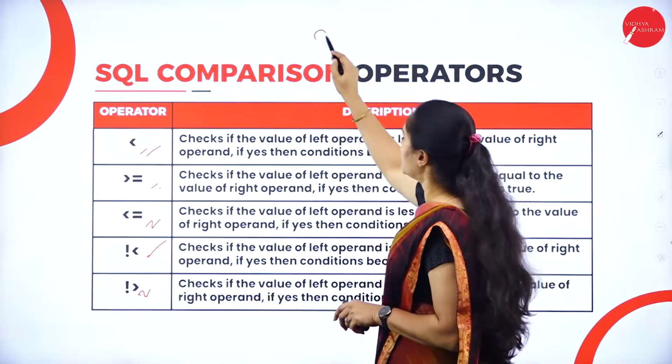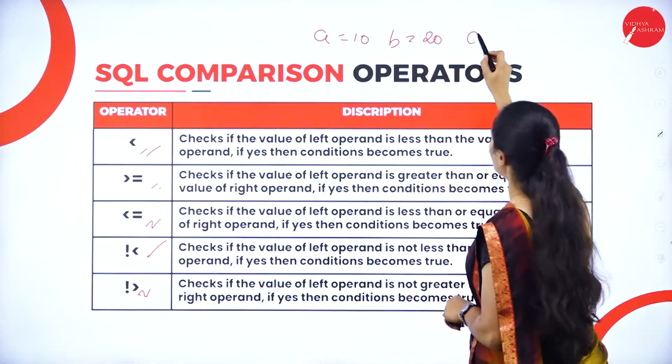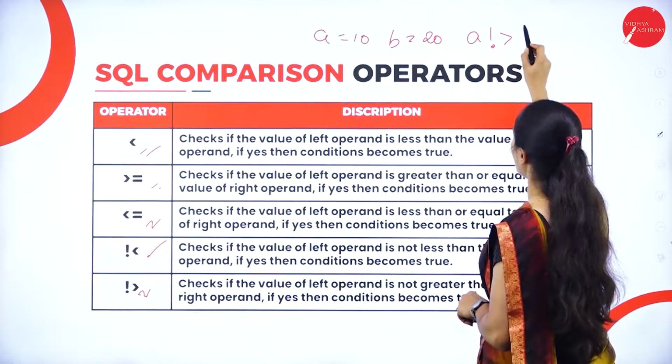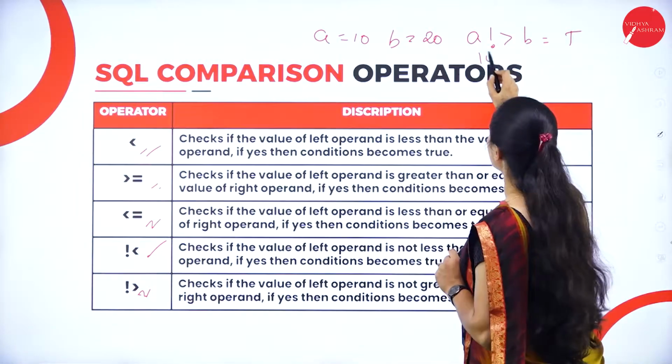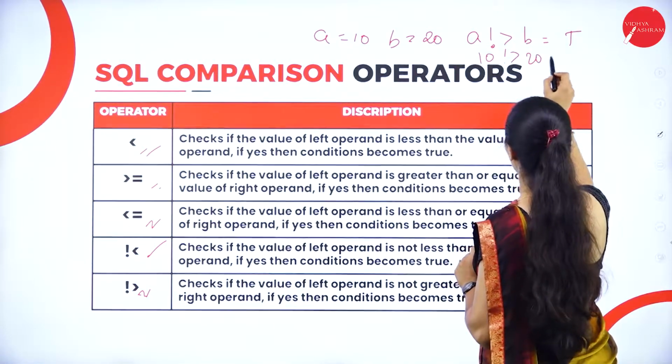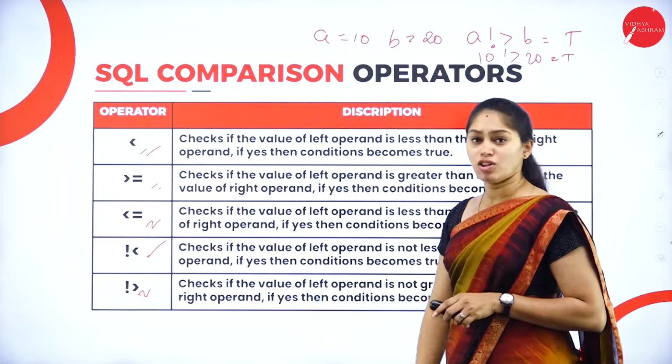For example, consider A is 10 and B is 20. So here, A is not greater than B. True or false? It will be true. Why? Because 10 is not greater than 20. That's why it is true. So for that reason we have this not greater than.